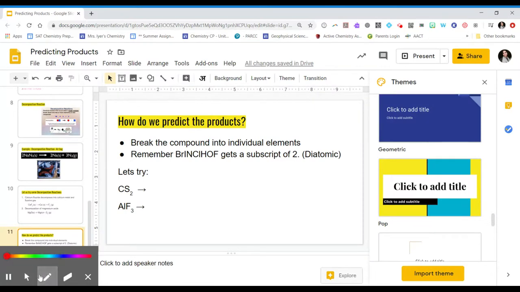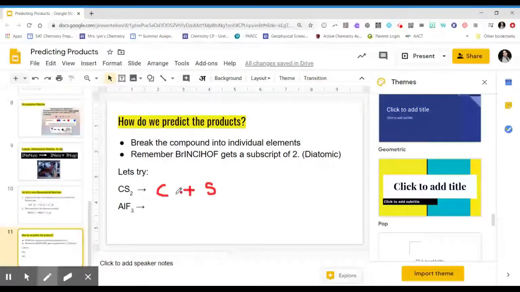So the first reaction gives you carbon disulfide. That's made of carbon and it's made of sulfur. If I want to go ahead and put states of matter, carbon is a solid and sulfur is also a solid.